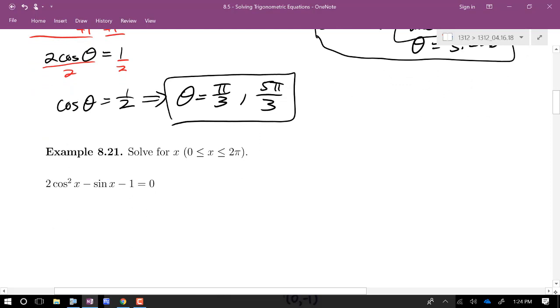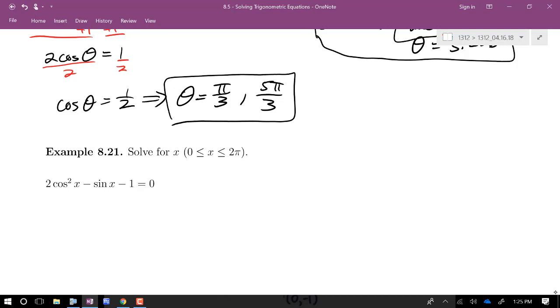Okay. Let's try another one. This one is arguably a little bit more involved. And the first thing that stands out to me when I look at this equation is that it has two whole functions, there's a cosine squared and then a sine. The fact that one of them is squared is interesting in itself, but the fact that I've got two different functions makes this a little bit more difficult.